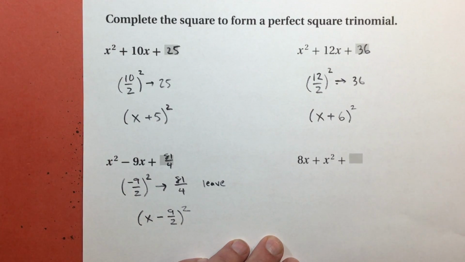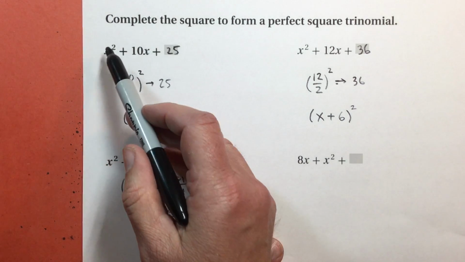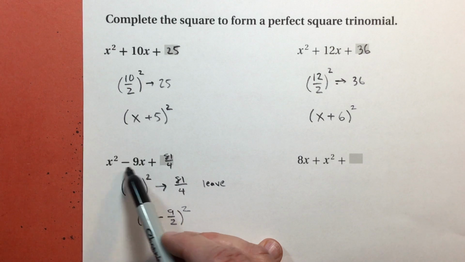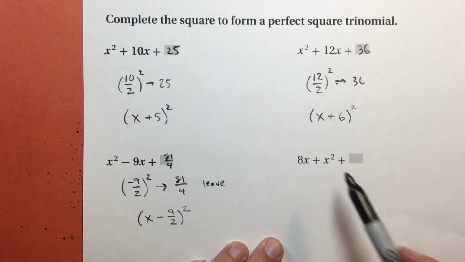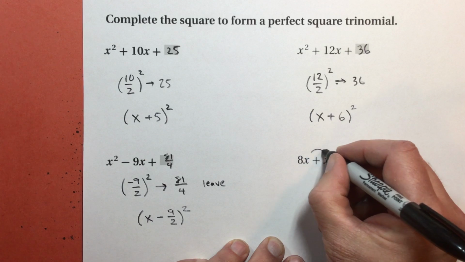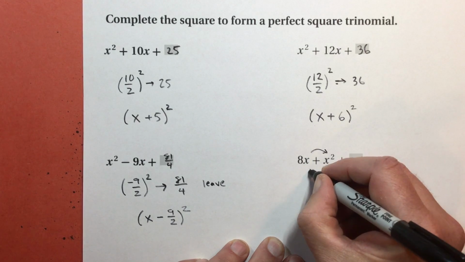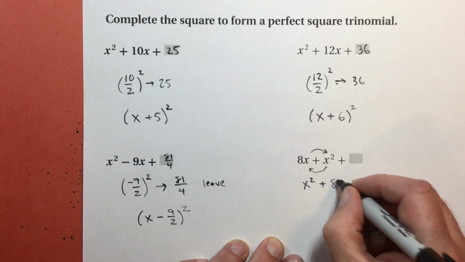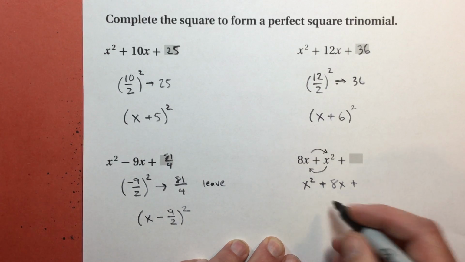Now this last one, I threw this in there because we don't want you to be fooled by anything. Notice that it was x squared plus bx, x squared plus bx, x squared plus bx, even though it's a subtraction. This one's just turned around. So I just have to turn these around and put them in the right order. Put it in what we call standard form. So I get x squared plus 8x plus something.